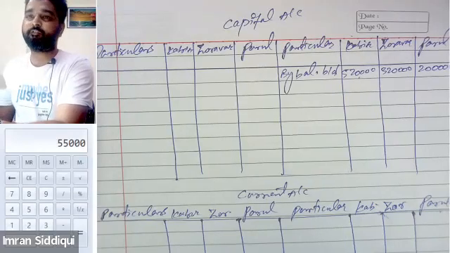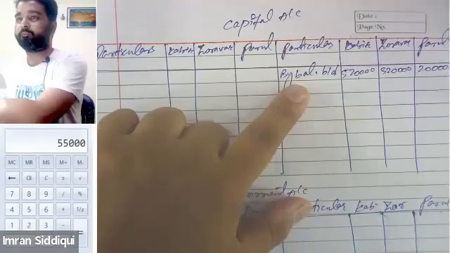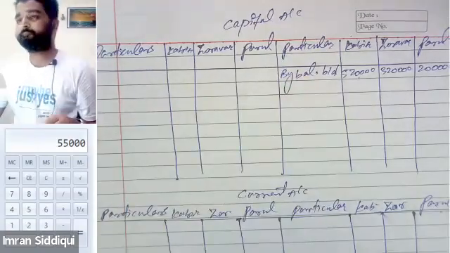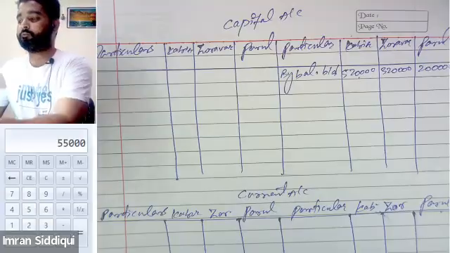Am I clear, all of you? First we should write by balance, right? That is the opening balance. So by balance b/d.